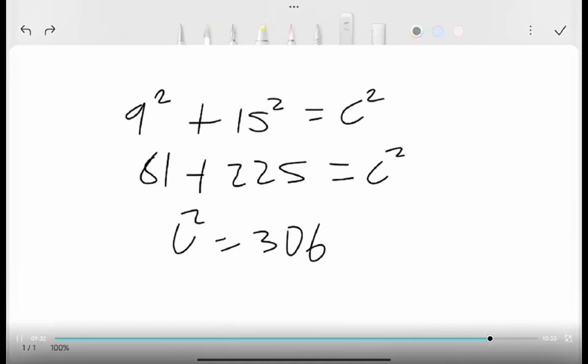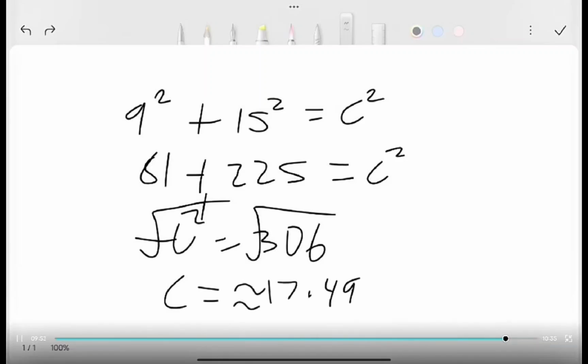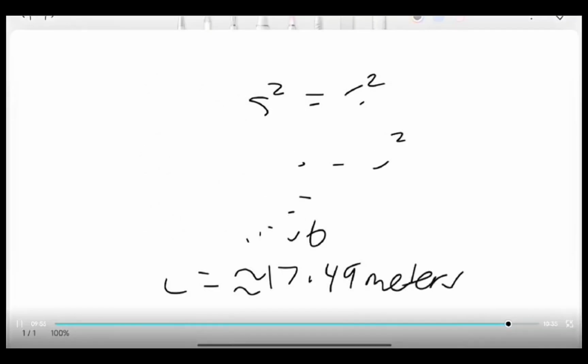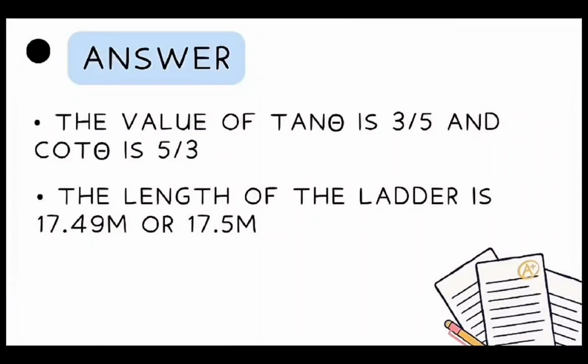Then we take the square root, so c is equal to approximately 17.49. Therefore, the value of tangent theta is 3 over 5 and cotangent theta is 5 over 3. The length of the ladder is 17.49 meters, or 17.5 meters.